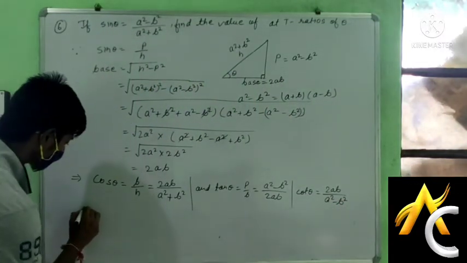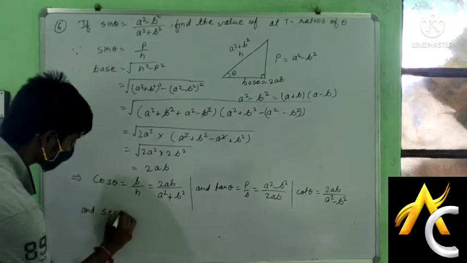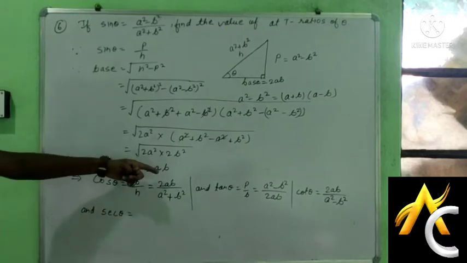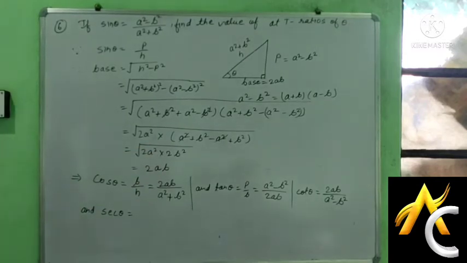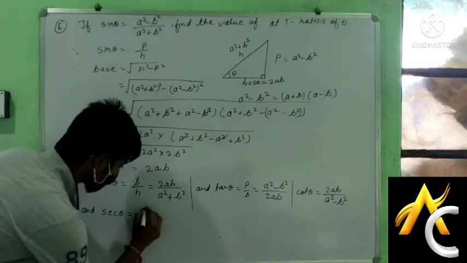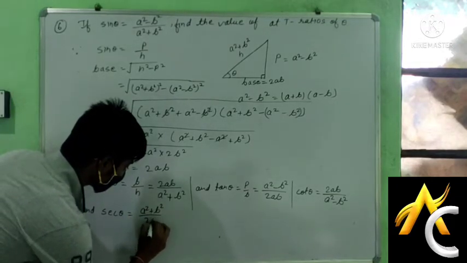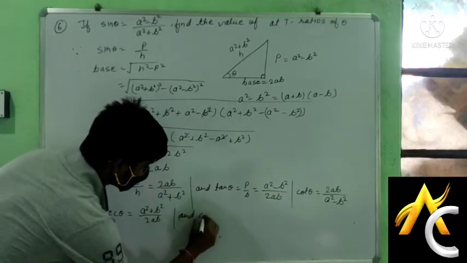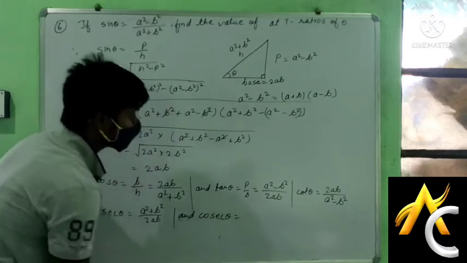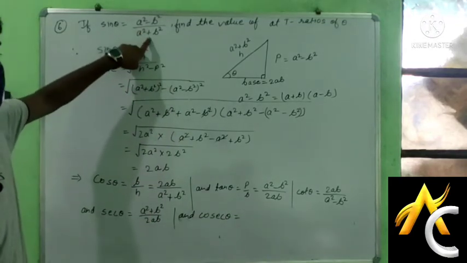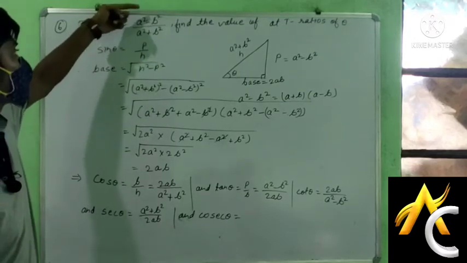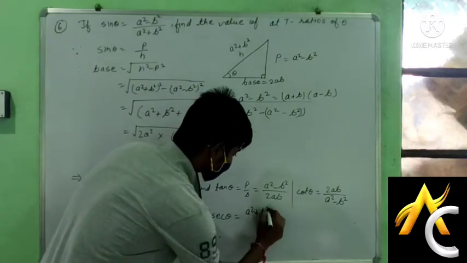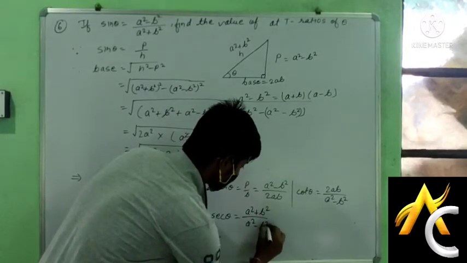Now what remains? Sec theta and cosec theta, and as we know that sec theta is inverse of cos theta, so it will be a square plus b square by 2ab. Got it? And last one is cosec theta. The value of cosec theta will be inverse of sin theta, that is given here. So it will be a square plus b square by a square minus b square.